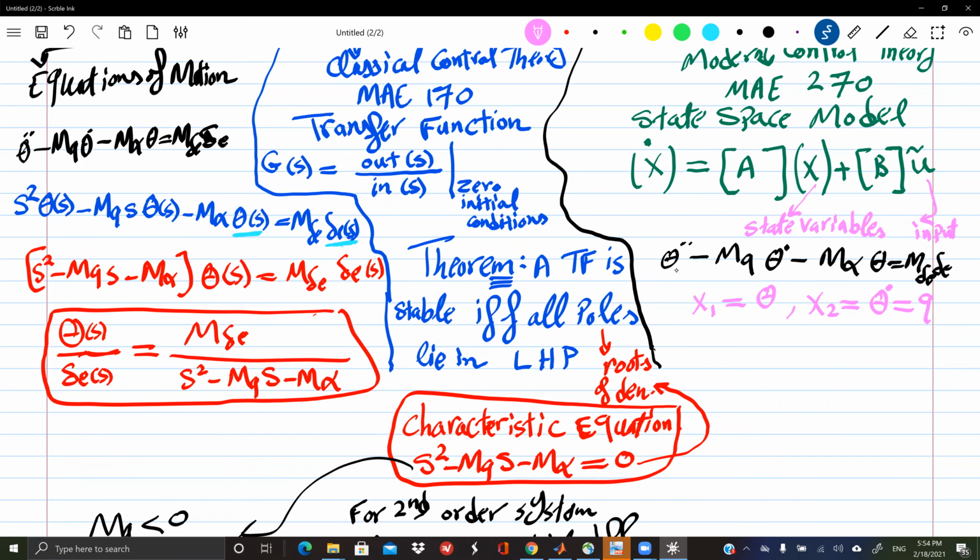We know that theta dot is q, right? So simply, these are my two states. A second order system has two states. A ninth order system has nine states, and so on. Okay. Any question about that? Any question about identifying our states? And the input was easy. The input is really delta elevator.